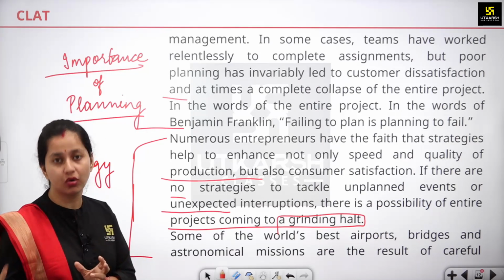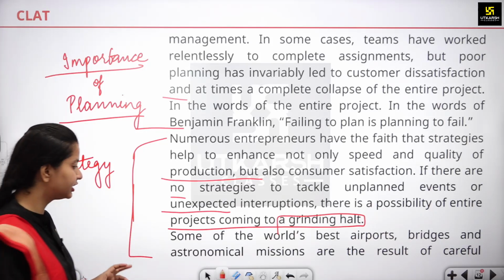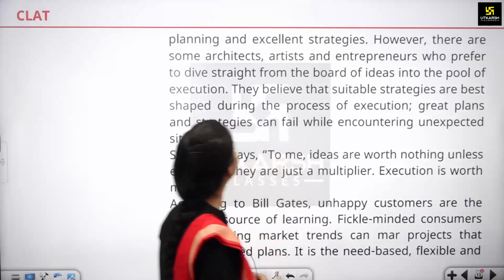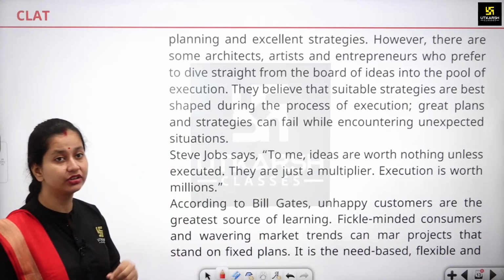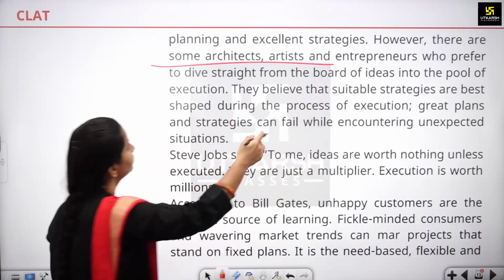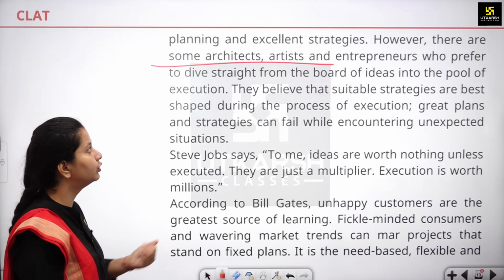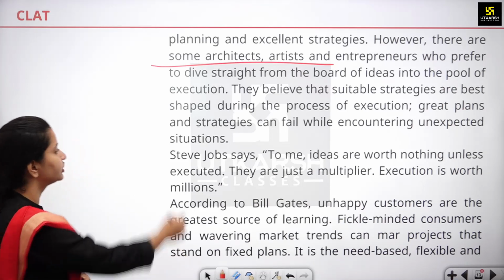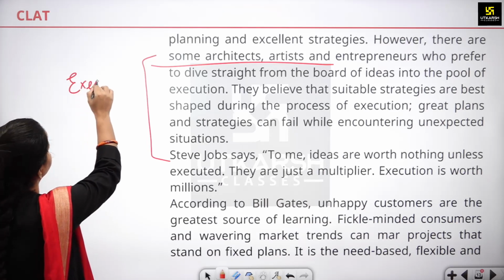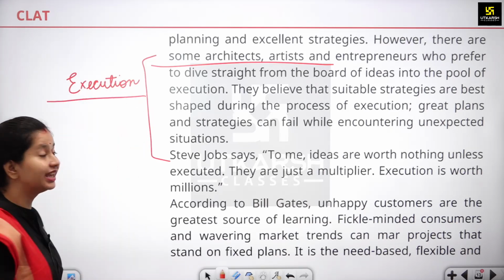Grinding halt means a pause of long time. Now some of the words: best airports, bridges, astronomical missions are the result of careful planning and excellent strategies. However, there are some architects, artists and entrepreneurs who prefer to dive straight from the board into the pool of execution. Now comes the importance of execution basically. Now it is about execution.